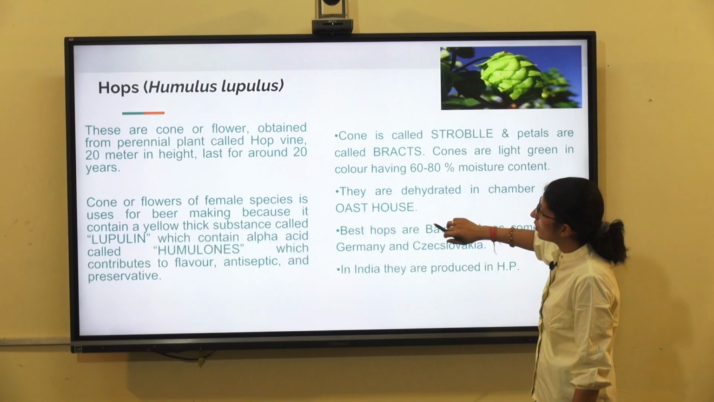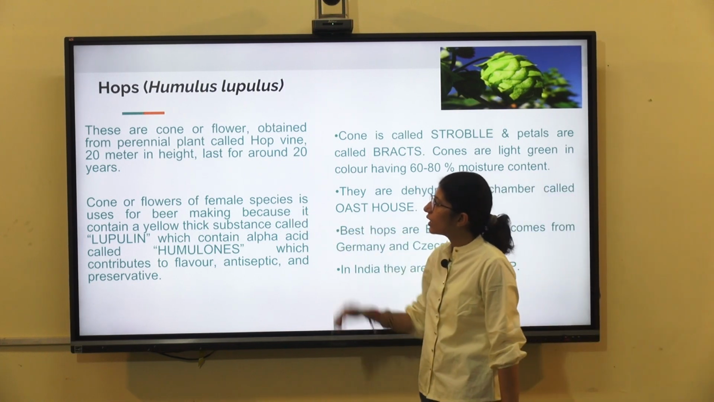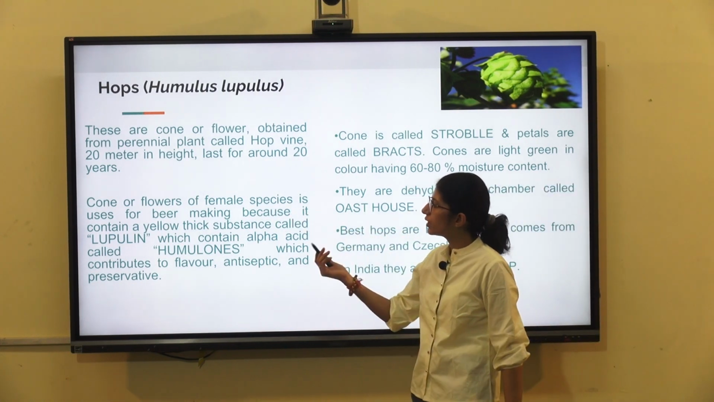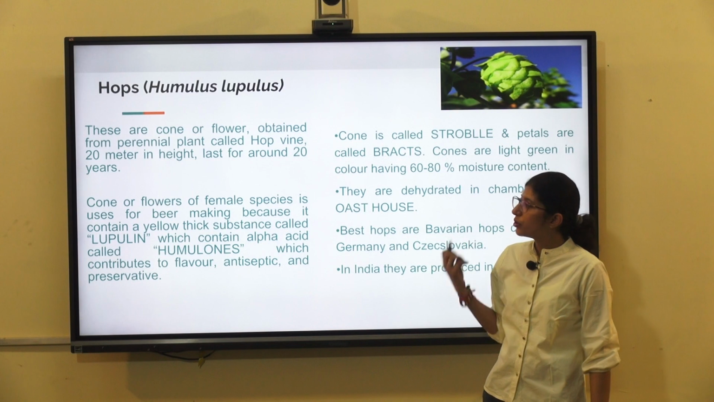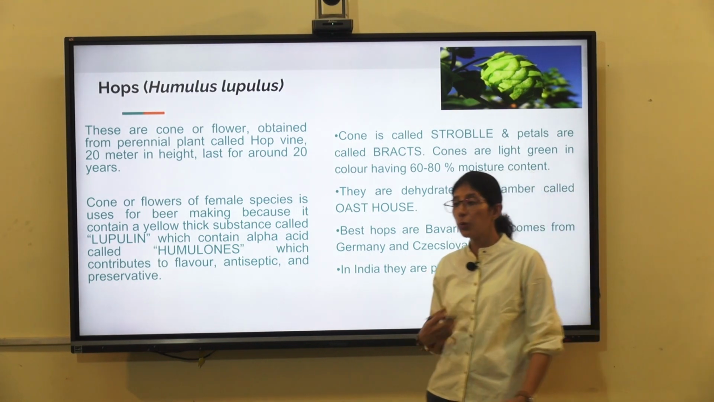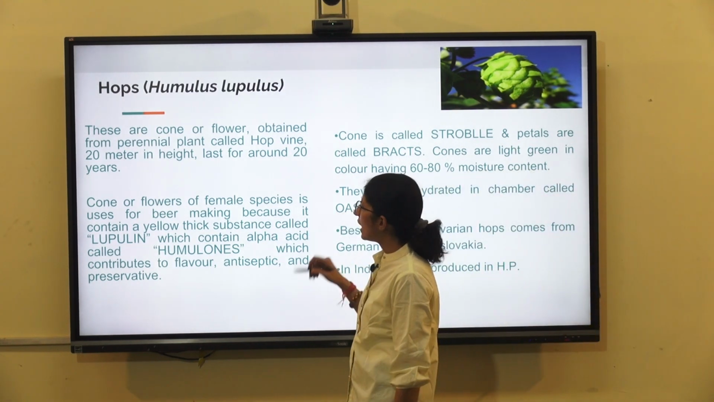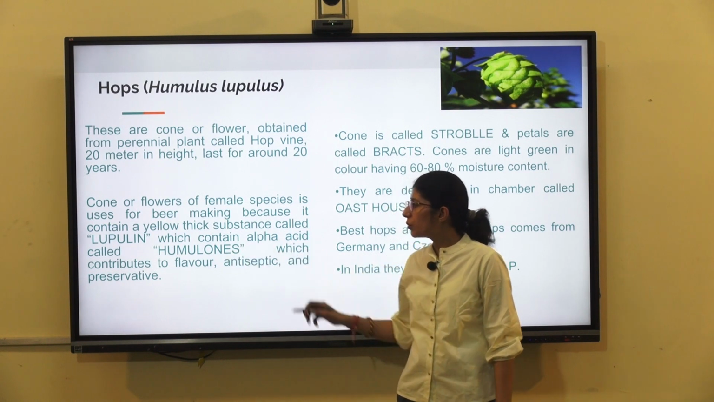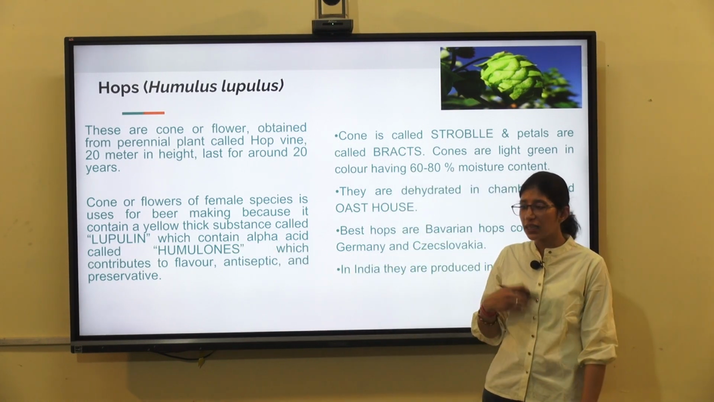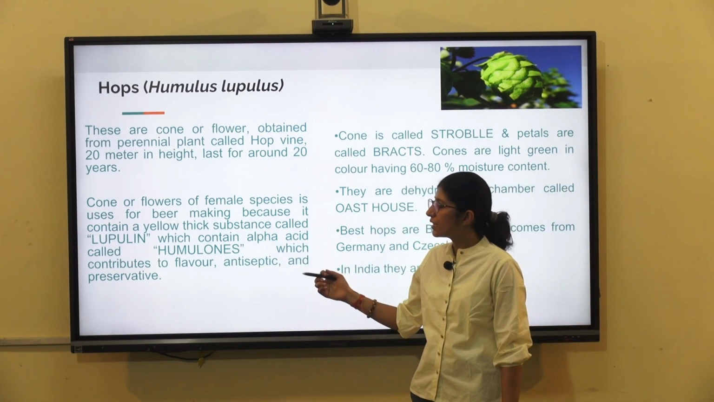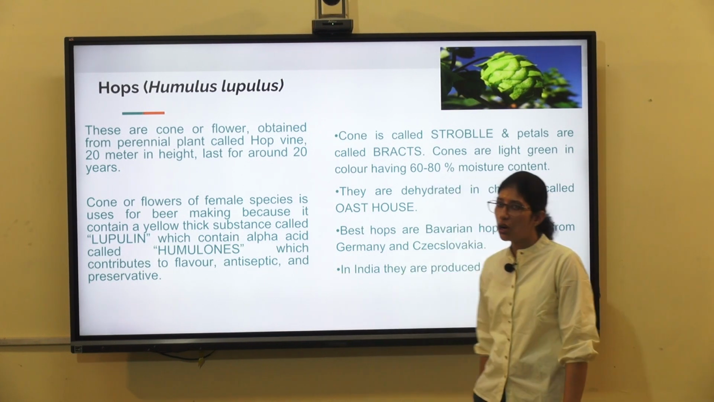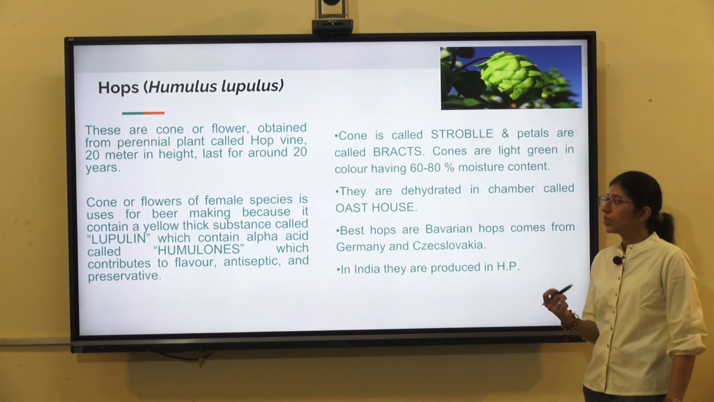So, what is the basic purpose? These are the cones and female flowers of the beer making species, and they produce a thick yellow substance known as lupulin. Lupulin contains alpha acids, that is humulones, and iso-acids that contribute to the flavor and the antiseptic and preservative properties of the hops that are added in the beer making process.